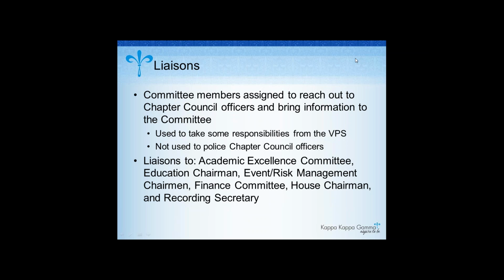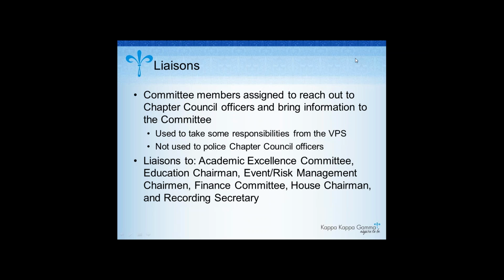So if they're the academic excellence liaison, they'd reach out to that officer maybe every other week just to check in to see if the academic excellence committee has any concerns with anyone. Do they need to refer anyone to the standards committee? And just checking in and giving feedback back to the standards committee.